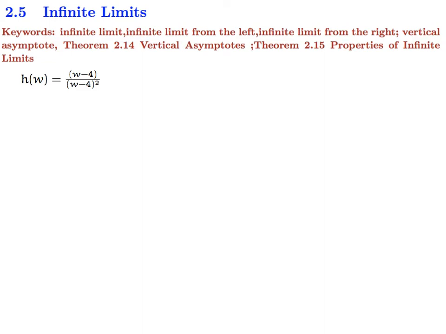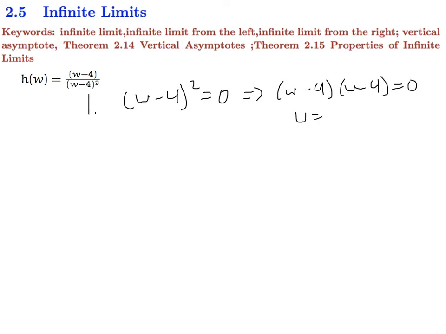So now that we've gotten good at this, let's try one more example. Feel free to pause the video and try this one yourself. But here we go. We have a function h of w is equal to (w minus 4) over (w minus 4) squared. Step 1, of course, is we need to figure out what's going to make this denominator equal to 0. Remember, (w minus 4) squared is fancy talk for (w minus 4) times (w minus 4) equals 0. So in this case, w is only equal to 4.